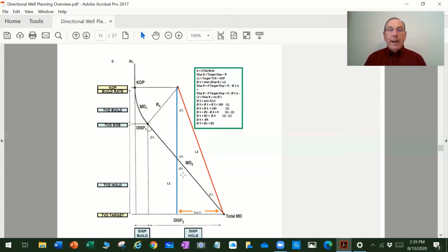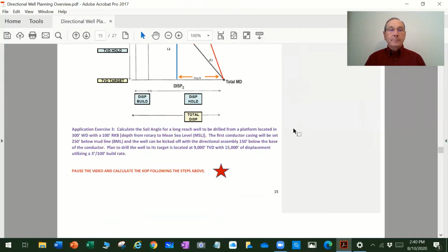So since angle number 4 equals angle number 1 and angle number 2, we also can see that angle number 3 is angle number 4. So we can use the steps in this process to calculate this sail angle in order to go to this target if we choose a kickoff point and a build rate, which gives us a value for R. So we'll do an example of that.